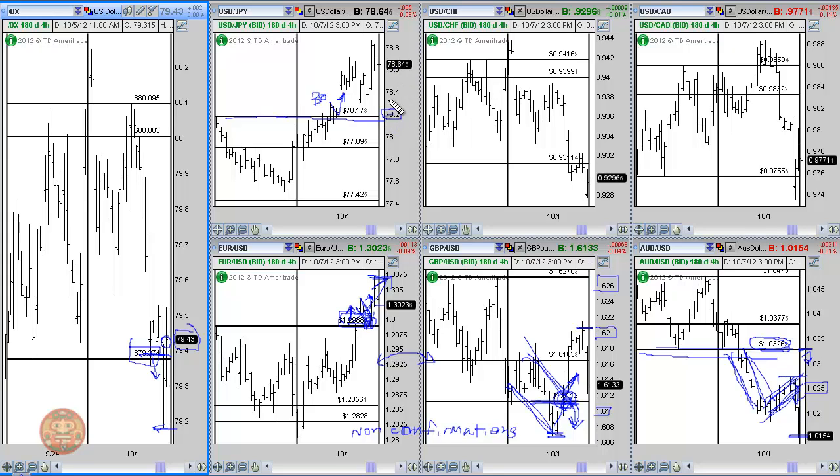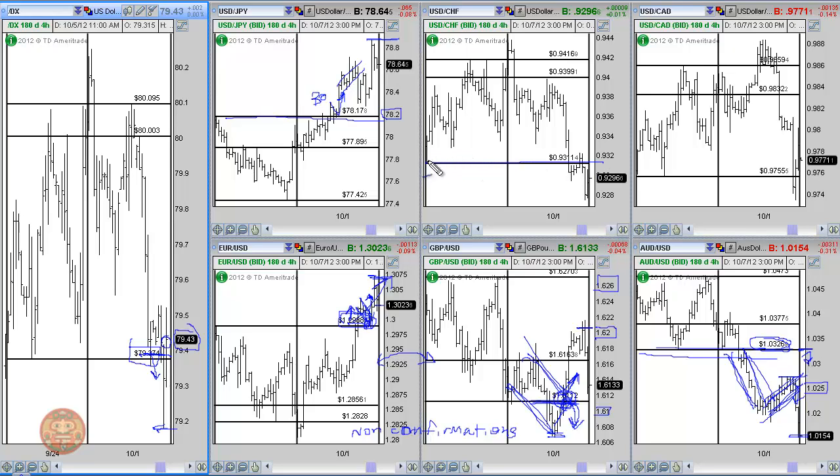78.20 was the breakout area, and it ran all the way to 78.80. That was about 60 pips. It's a little tough here to hold on to this because you're only running 60 pips in a matter of a couple of days, so the Japanese yen proved to be a pretty tough hold there.